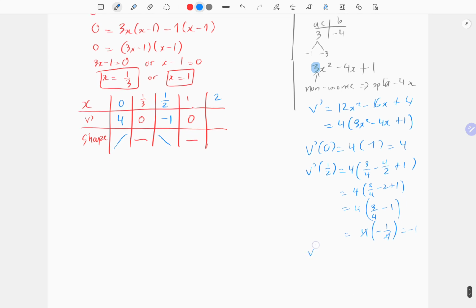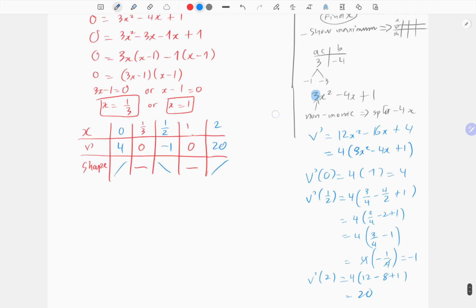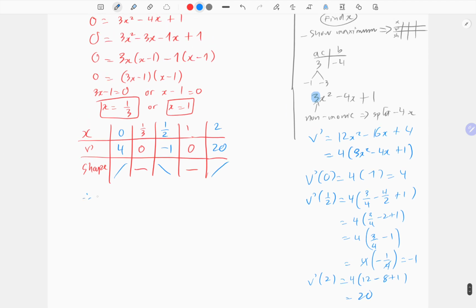And when you sub 2, v dash of 2 would be 4 times, and then that'll be 2 squared, which is 4, times 3 is 12, minus 8 plus 1. So that would be 4 plus 1, which is 5, times 4 is 20. It doesn't really matter what the value is, because you need to know it's positive. And then you just find whichever one's the maximum. So which one is the maximum? 1/3. So, therefore, max at x equals 1/3.